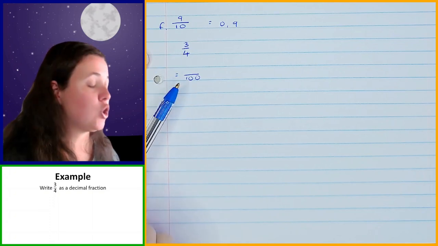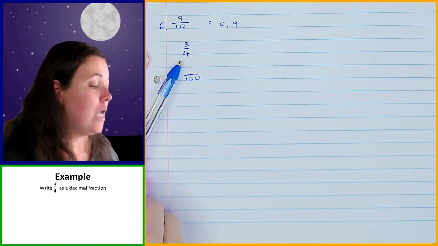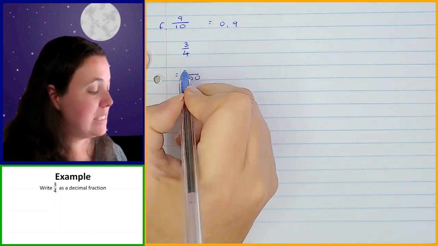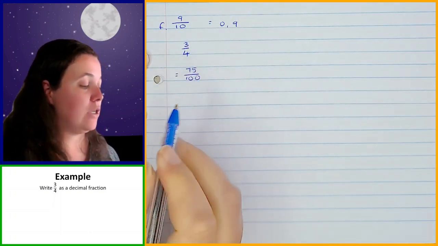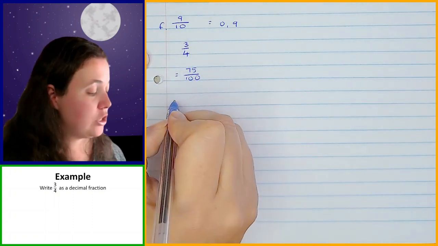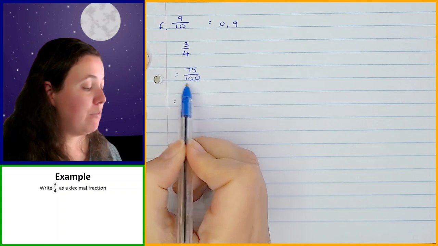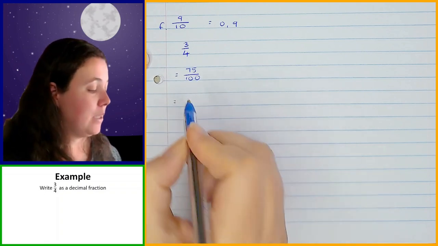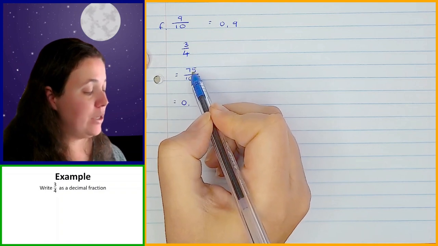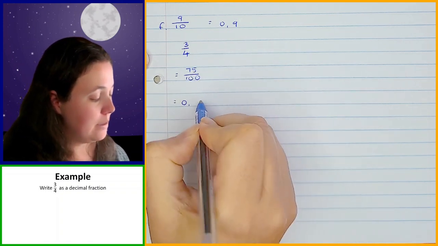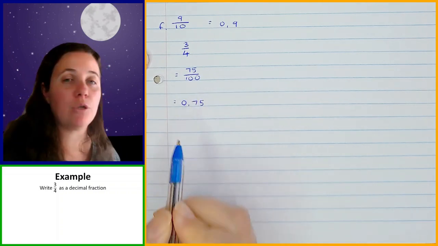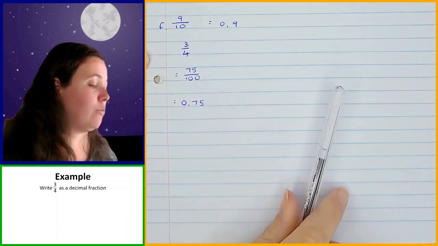4 goes into 100 25 times. So I need to multiply by 25. So I need to multiply the 3 by 25, and that gives me 75 over 100. So now I can convert this to a decimal fraction by saying I'm working with my hundredths position. So it's going to be 0, comma, and then my 5 is going to go in the hundredths position, and the 7 is going to go in the tenths position, and there's nothing in between there. Okay, so that gives me 0,75.